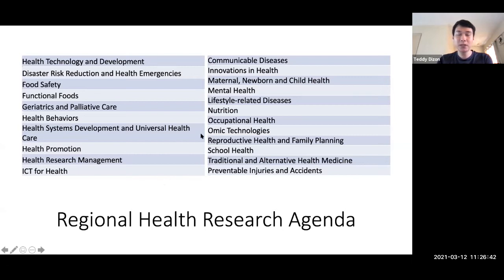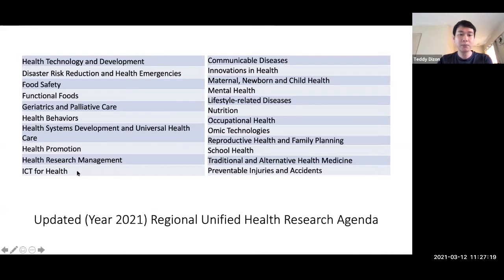First result, nutrition, 91% agree. Occupational health, 100%. Omic technologies, 82%. Reproductive and family planning, 100%. School health, 82%. Traditional alternative health medicine, 73%. And lastly po, preventable injuries and accidents, 91%. So with that, please close po muna yung ating sharing of results. So with that po, we can declare this as the updated this year, 2021, the Regional Unified Health Research Agenda.